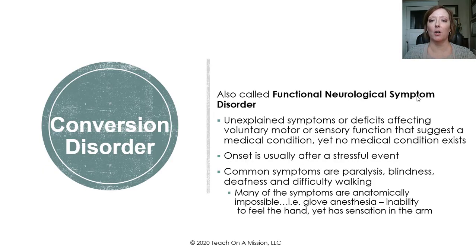Conversion disorder is also sometimes called functional neurological symptom disorder. This is where unexplained symptoms or deficits affecting voluntary motor or sensory functions suggest a medical condition, yet there is no medical condition existing. The onset is usually after a stressful event, and common symptoms are paralysis, blindness, deafness, and difficulty walking. Many of the symptoms are anatomically impossible, like glove anesthesia and inability to feel the hand, yet has sensation in the arm. That's neurologically not possible.